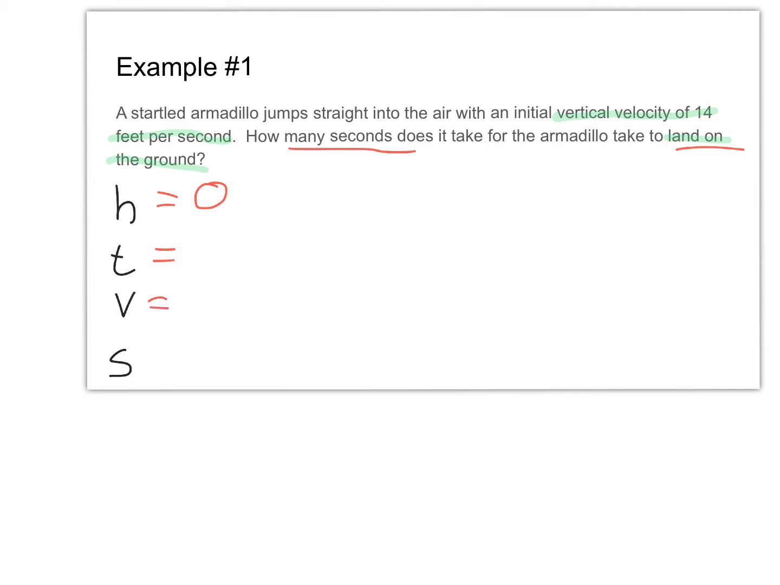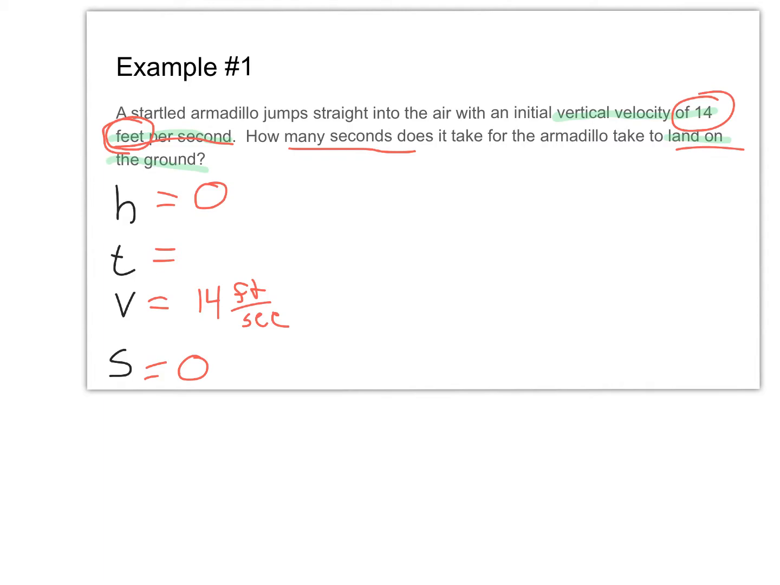Vertical velocity, we're told it's going to be 14 feet per second. So that tells me we're going to be using the feet formula. Now, starting height. Because they didn't say anything, we're going to assume that this armadillo was already on the ground to begin with. So we're going to use zero.